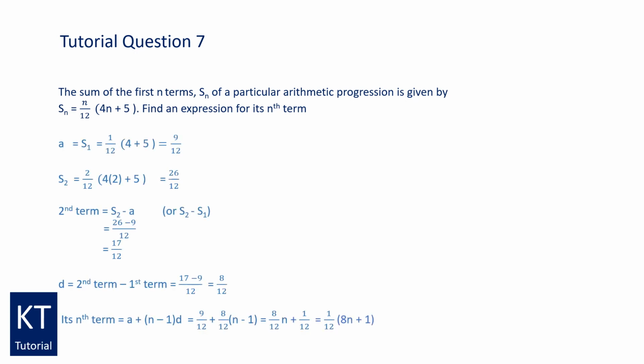For questions of this kind, you start by identifying its S1 and S2 values, then subtract S1 from S2 to obtain its second term. From here onwards, you can identify the difference between its first and second term to obtain its D. Its nth term can be identified using the standard formula of A plus the product of n minus 1 with D for it to arrive at it being the product of 1/12 and 8n plus 1.